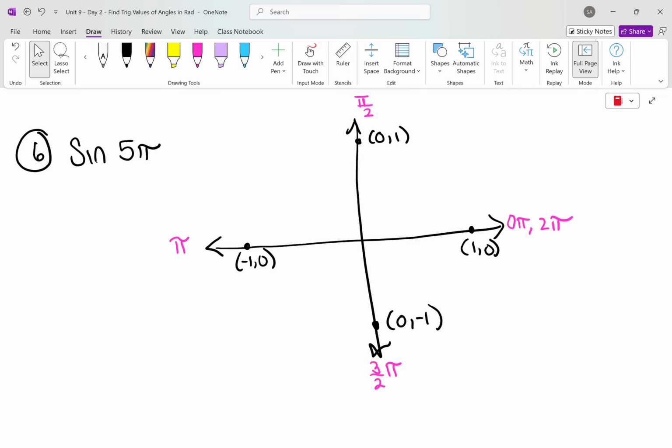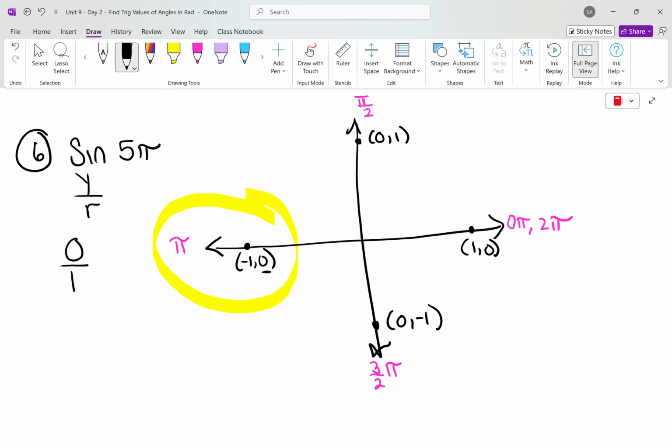Where would 5 pi bring us? Is it going to make it all the way around to 2 pi again? No, where's it going to bring us? Good, just to pi because it's odd. So now I want the sine of pi, and sine is y over r. What's the y coordinate here? 0. What's r always? 1. So the sine of 5 pi is 0.